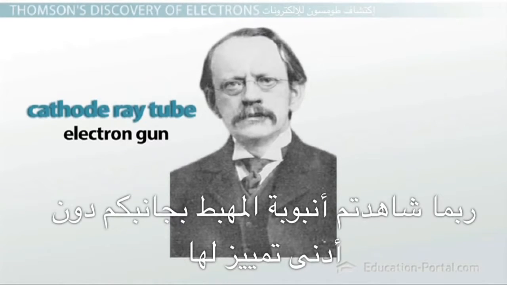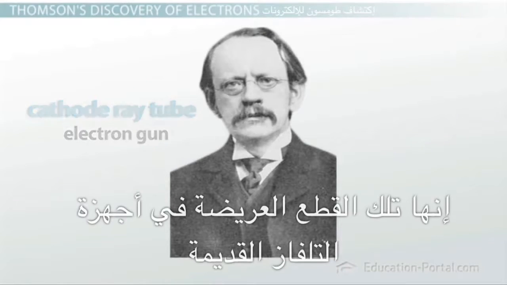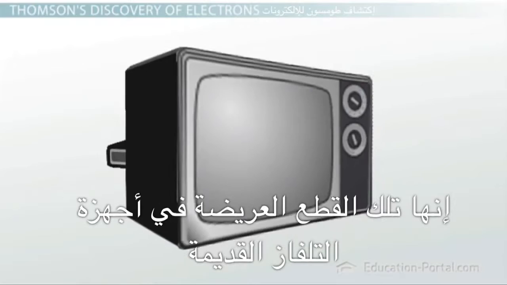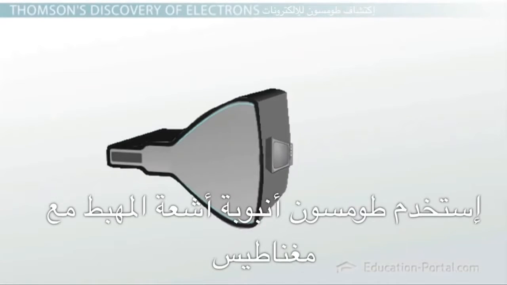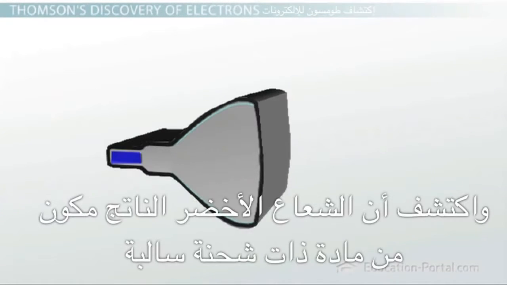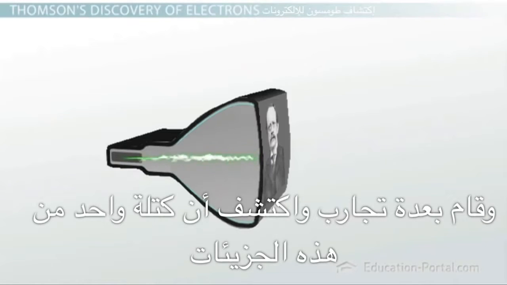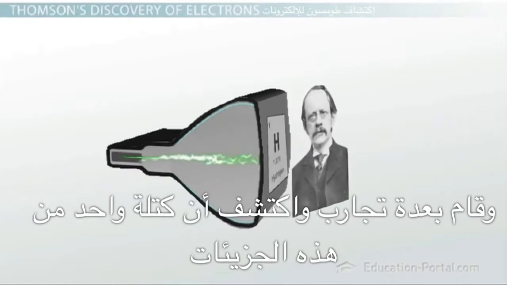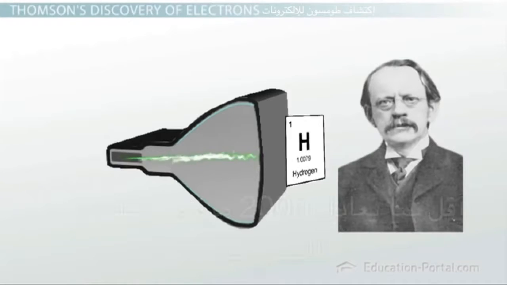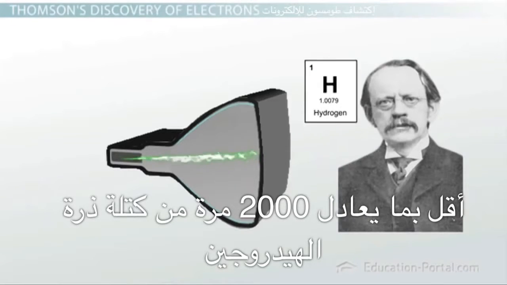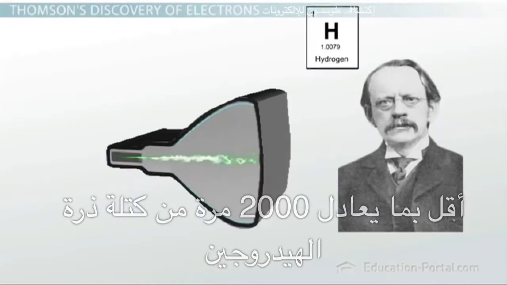Thomson used what was called a cathode ray tube, or an electron gun. You've probably seen a cathode ray tube without even knowing it. They are the bulky electronic parts of old television sets. Thomson used the cathode ray tube with a magnet and discovered that the green beam it produced was made up of negatively charged material. He performed many experiments and found that the mass of one of these particles was almost 2,000 times lighter than a hydrogen atom.